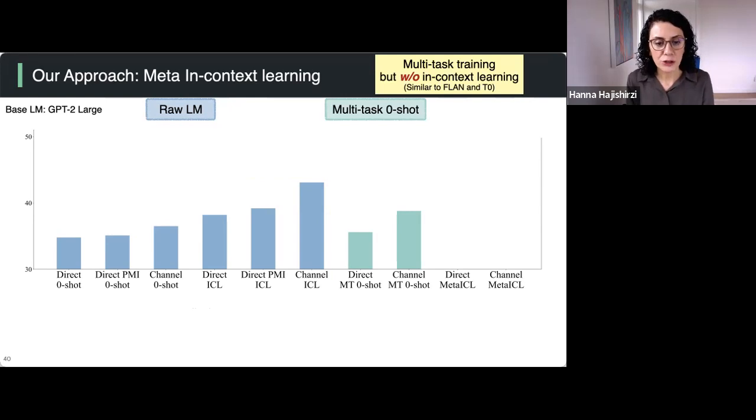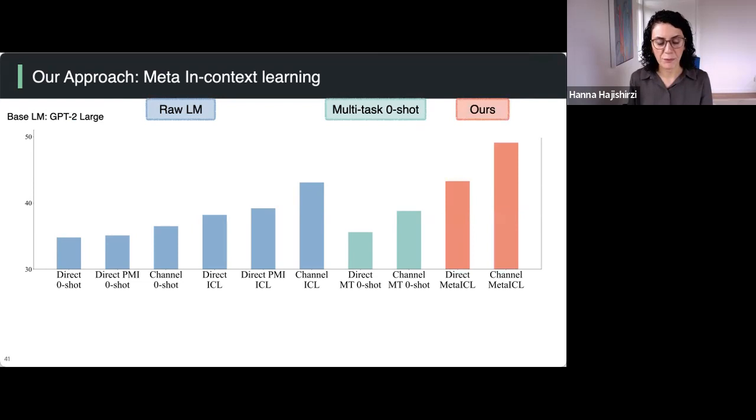Next, we tried a baseline called multitask zero-shot that we took from previous work. This model is trained on exactly the same meta training tasks, but without in-context learning objective. We found that this method is not very competitive. This is likely because the model has no way to learn what the task is at inference time.